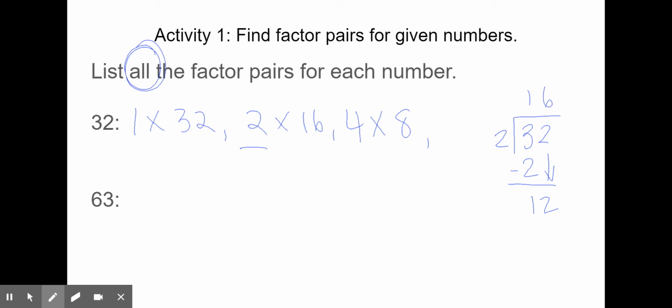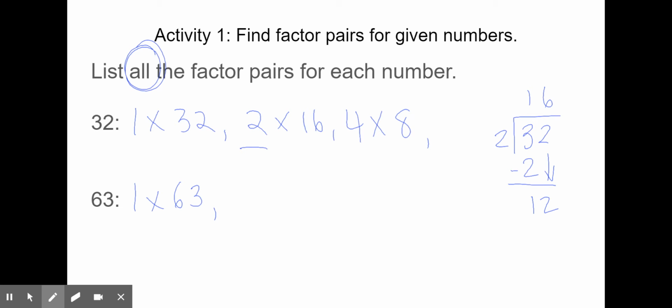If you're feeling like you want to do some practice on your own, you want to hit the pause button on this one, feel free to do that. Otherwise, we're going to do the same thing together. So we're going to start with 1 times 63, and then we're going to move on to 2.